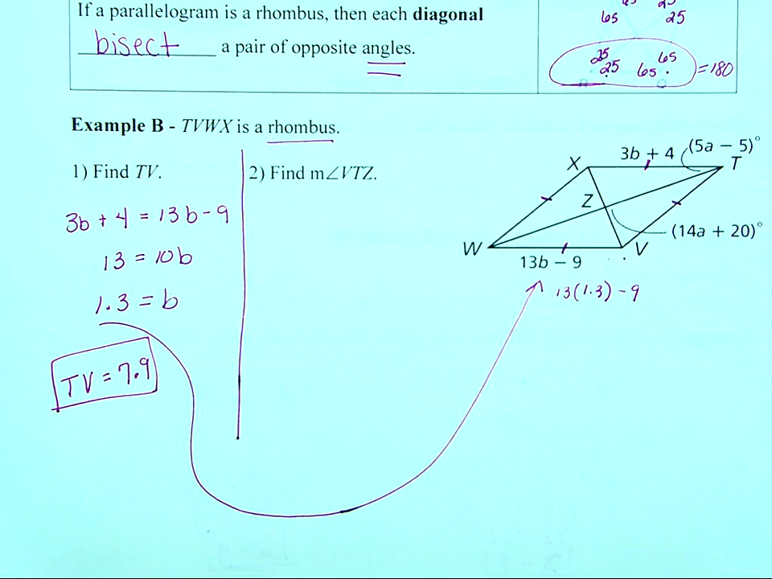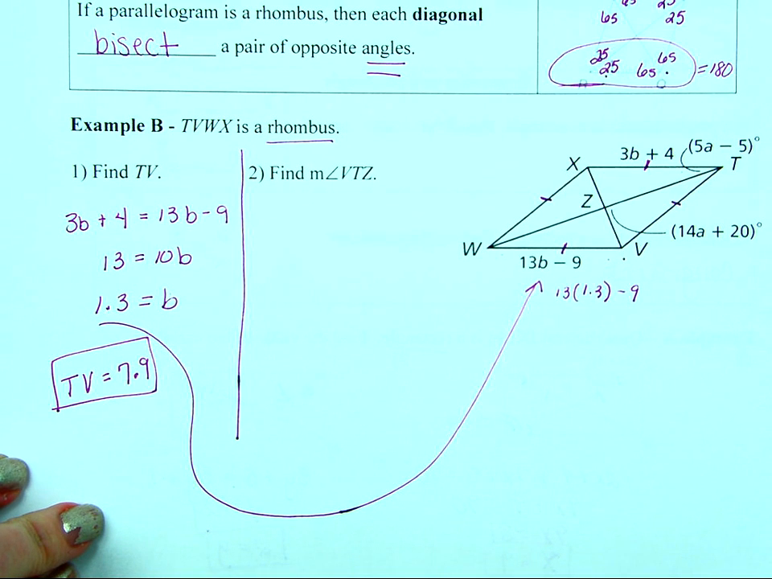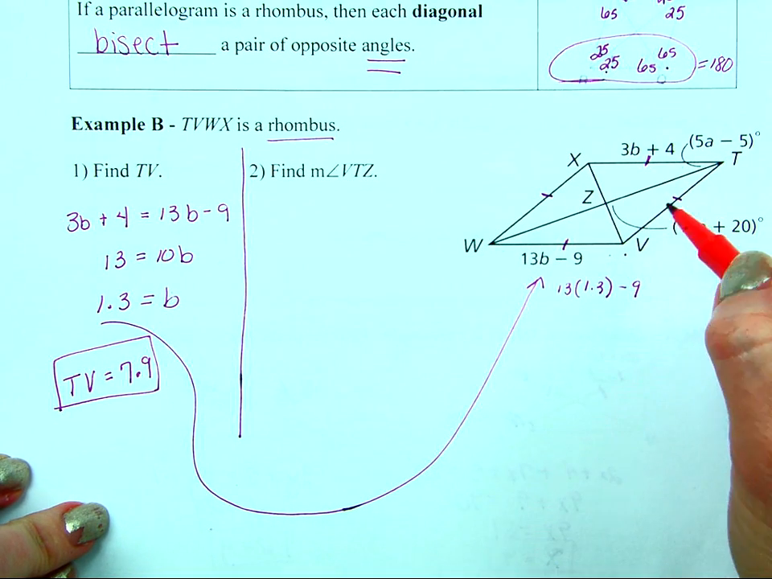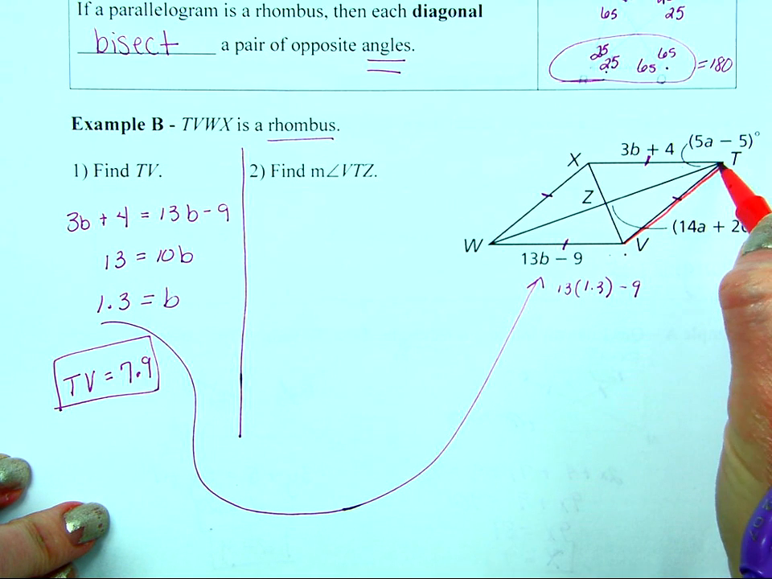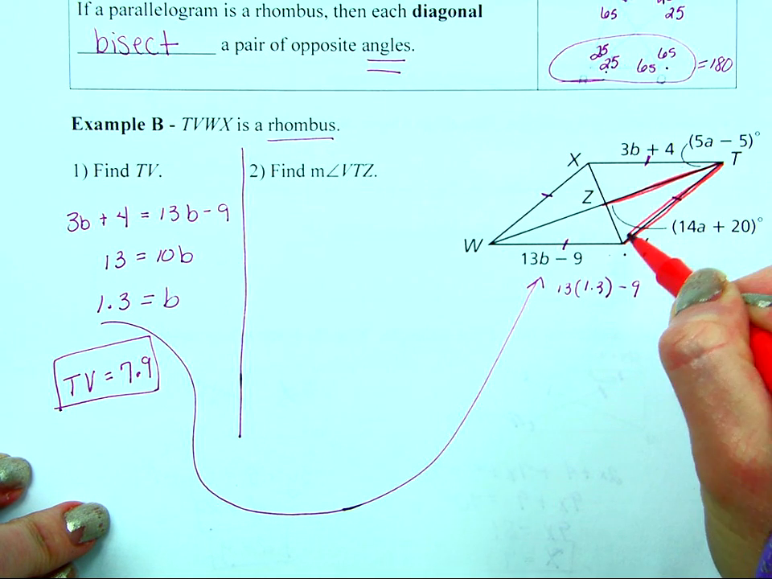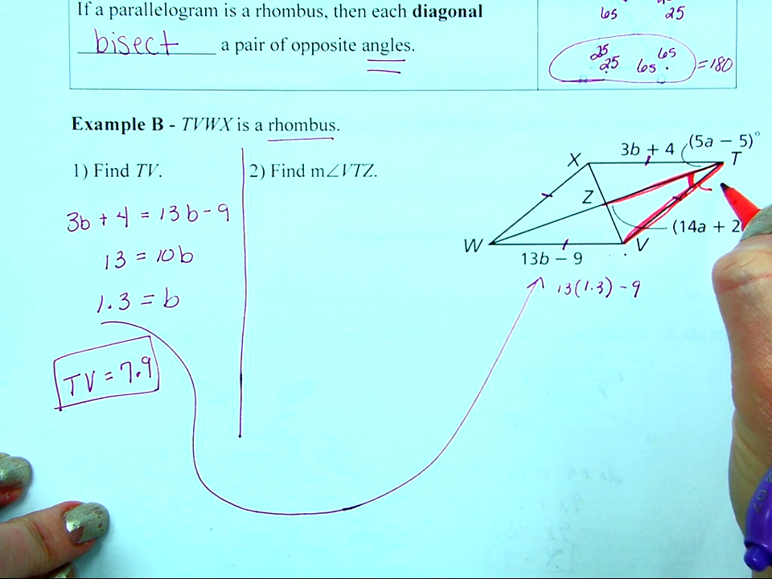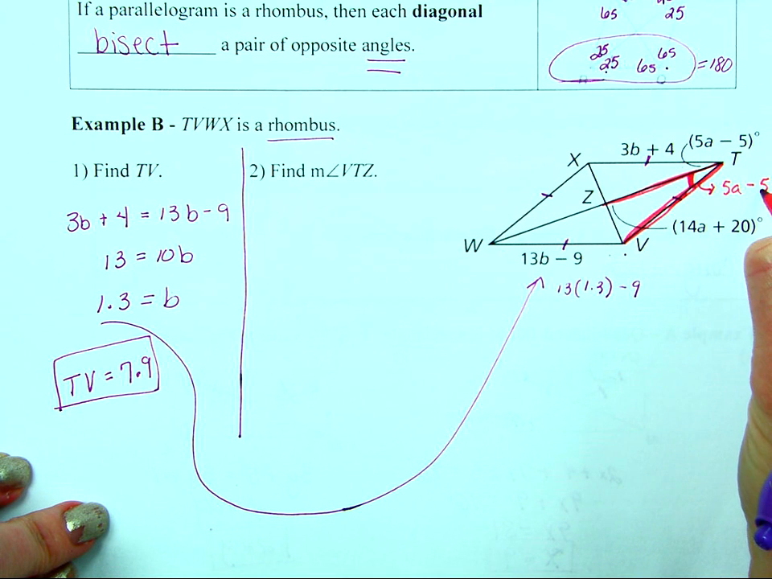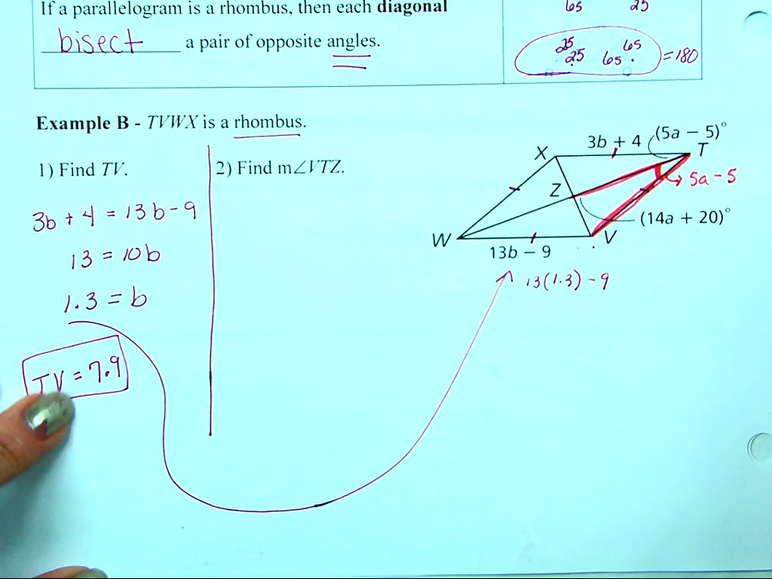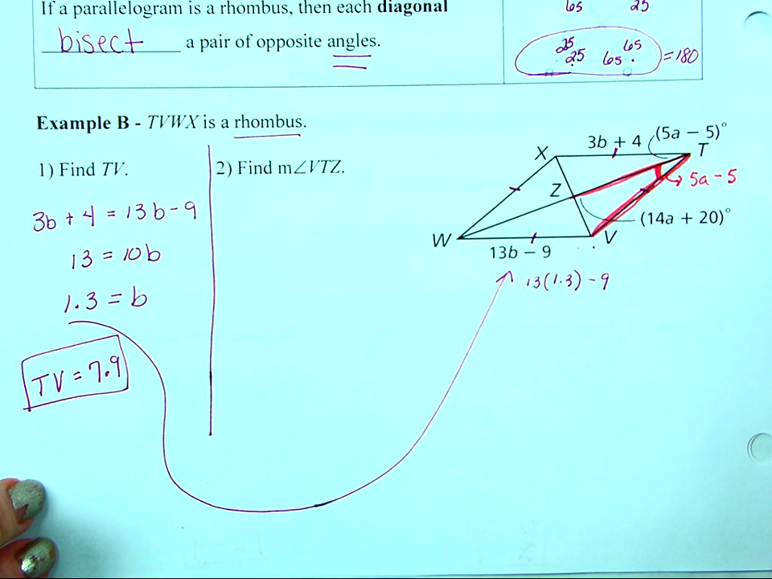Taking a look at number 2, they're wanting me to find an angle measure. My measure of angle VTZ. First I want to take my pencil or pen and find that angle, VTZ. If I outline it, I can see I'm talking about this angle right in here. Because the diagonals bisect, at first glance I see VTZ would be equal to 5a minus 5. But 5a minus 5 equal to 5a minus 5 is not going to give me a value for a. So I have to think about what I know about a.